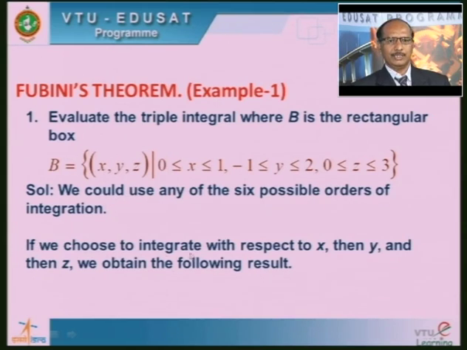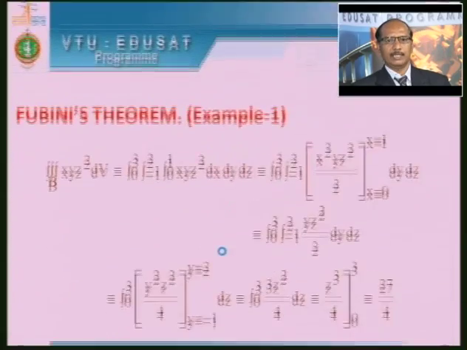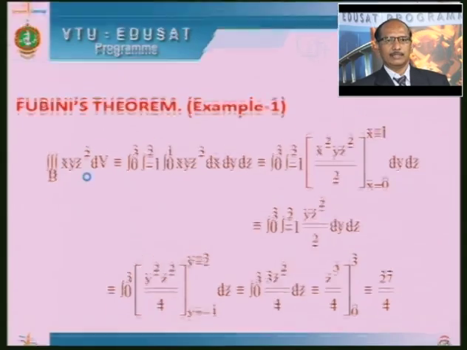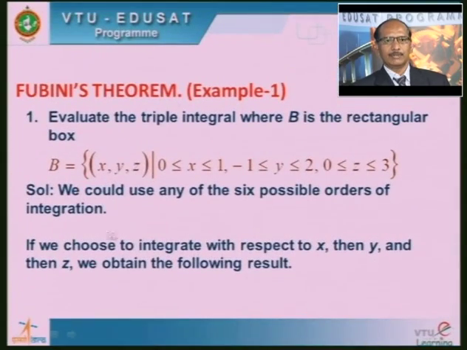If I choose to integrate first with respect to x, then with respect to y and then with respect to z, we obtain the result in this manner. You can see I took the triple integral of order x, y, z. The function is given, x y z square, that is the function.